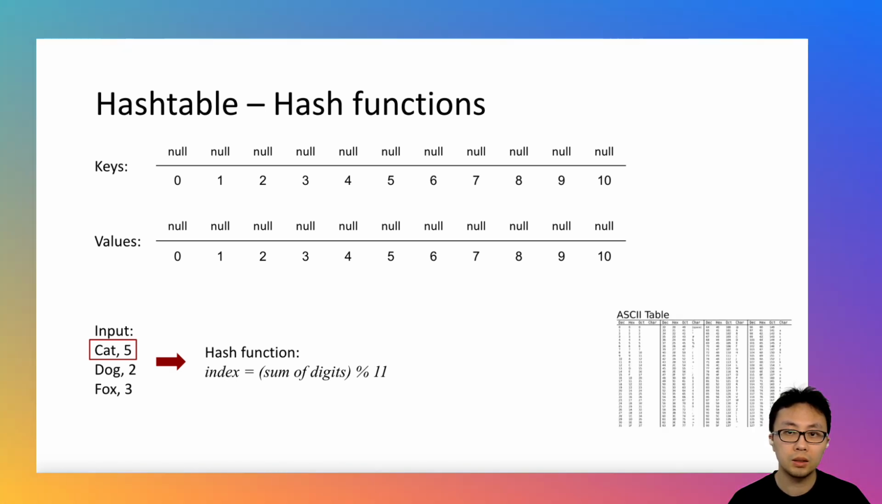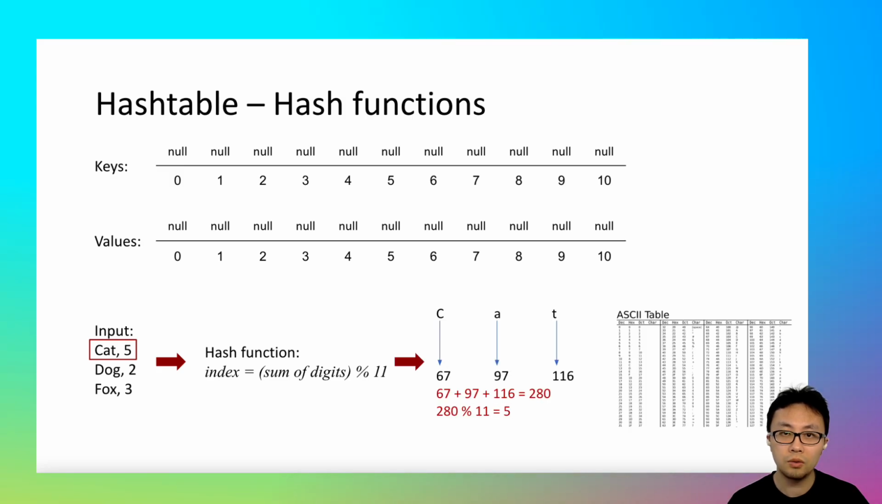Based on that, we can compute the position of cat, which is 5 because the capital letter C corresponds to 67, A corresponds to 97, and T corresponds to 116 in the ASCII table. When you add them up and divide the result by 11, you will get the remainder as 5. The 11 here represents the size of both arrays.